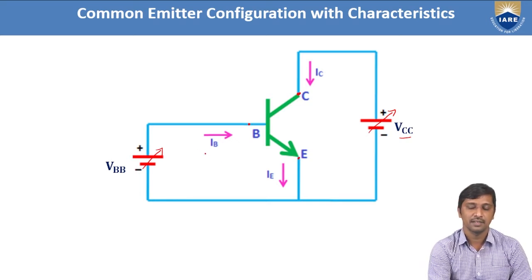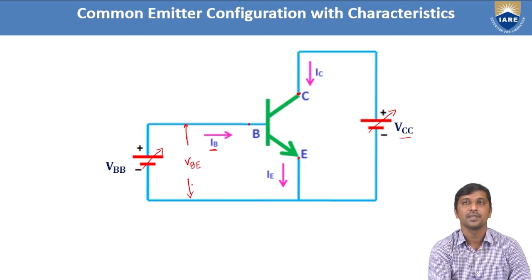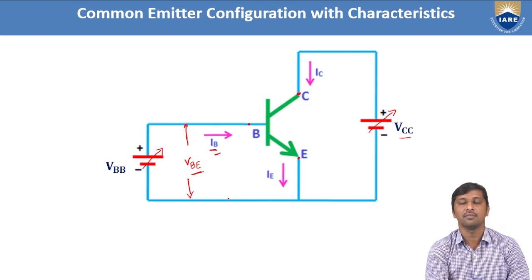Coming to the input side, the input current is measured across the base terminal, hence the input current is represented as IB. Now we need to measure the input voltage between base and emitter, and that parameter is represented as VBE. This VBE indicates the potential difference between base and emitter. So if you want to plot the input characteristics, we need to plot the graph between input voltage, that is VBE, and input current, that is IB.